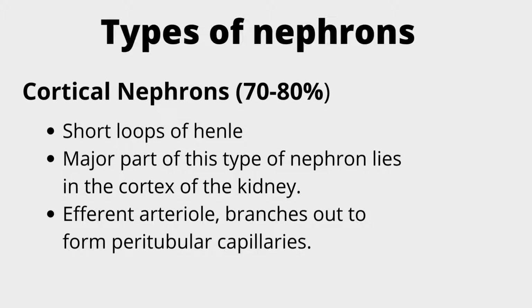So first let's look at the cortical nephrons. About 70 to 80% of the nephrons are cortical nephrons. They have short loops of Henle and they don't go deep into the medulla. They majorly lie in the cortex, so a major part of this type of nephron lies in the cortex of the kidney. The efferent arteriole branches to form the peritubular capillaries.